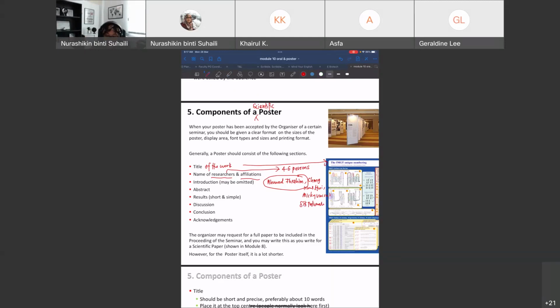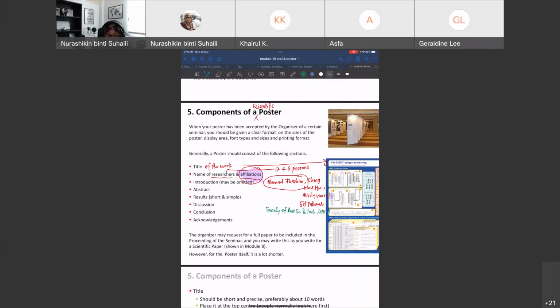Affiliations. What are affiliations? Affiliations here refer to the institution the persons or researchers belong to. For example, if Ahmad Ibrahim and all these people are from UNIMAS, they have to put the name of the institution, university, faculty. We normally start with the Faculty of Resource Science and Technology, UNIMAS.